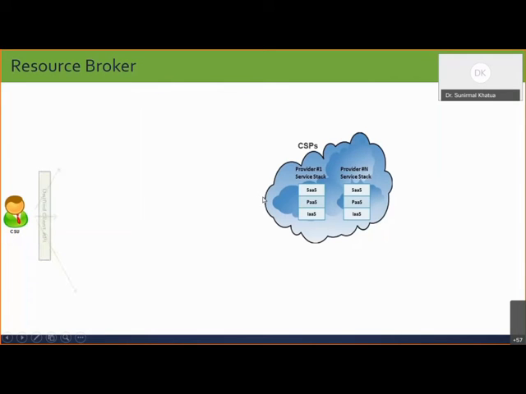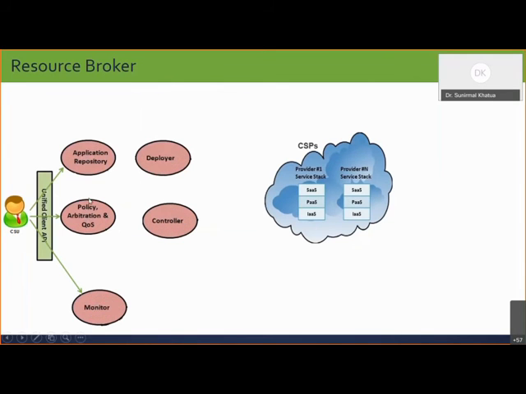So for that, there is some middleware. The middleware works on behalf of the user to find the best cloud service provider and best services, and deploys the application using those services. This is called the resource broker. This resource broker is sometimes provided by the service provider itself, or sometimes by a third party. But the general structure of most cloud resource brokers has these 5 modules. One is called the application repository, the second is the policy and quality of service, and the third is the monitor. The other 2 are the deployer and the controller.